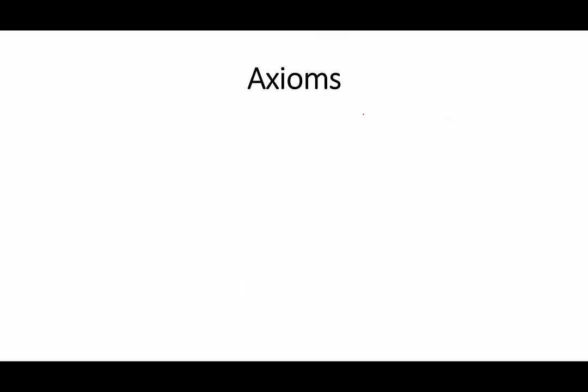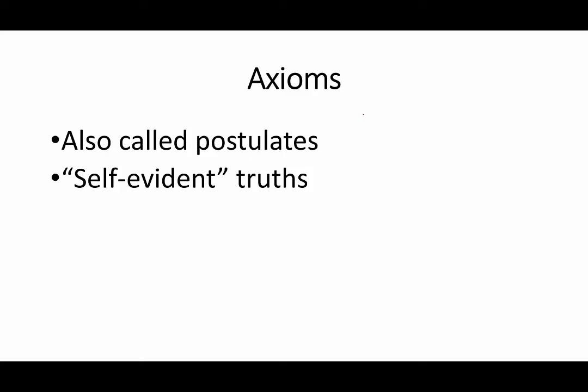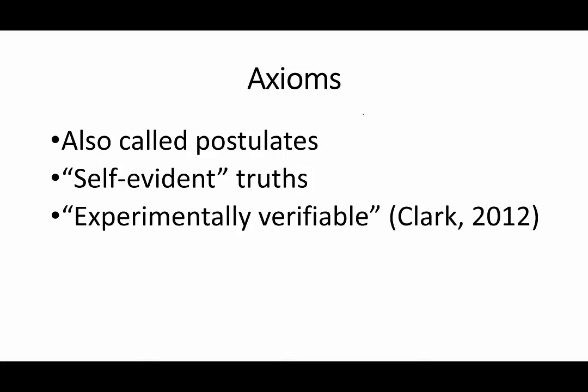With those definitions in mind, you create axioms. Now, these axioms are also called postulates. They are, quote-unquote, self-evident truths. Clark also calls them experimentally verifiable. He says that axioms are experimentally verifiable. We can think of them as laws, or we can also think of them as beliefs. So we have some set of beliefs, some set of laws, some set of truths, or some set of principles that we take as true. We may argue their validity, but within the system, the assumption is that they are true, that they always hold true.